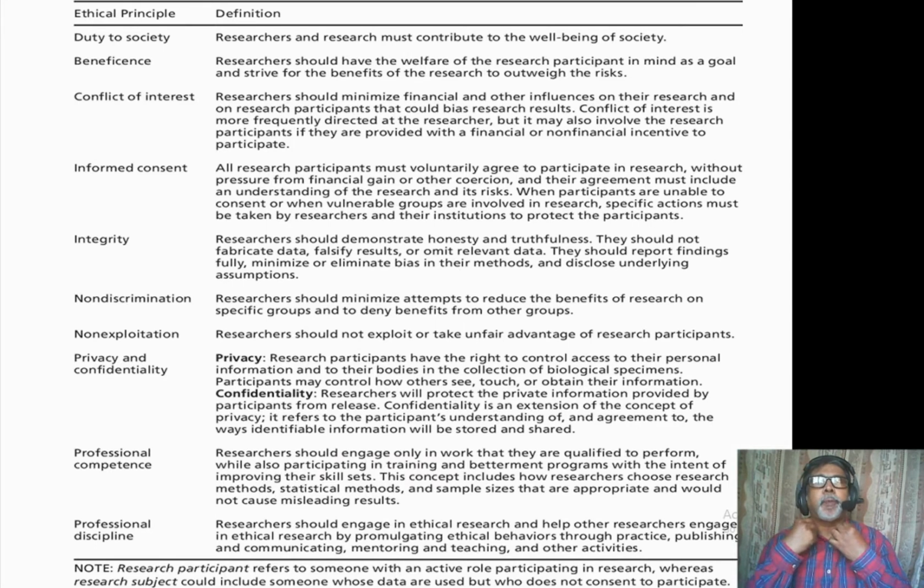Next, a very important point is the beneficiaries. That means the persons who are participating in your research by giving away samples. All these are called research participants. And whatever research you are conducting should have the welfare of the research participant in mind as a goal. So your goal is set that researchers should have the welfare of the research participant, and they should strive for the benefits of the research to outweigh the risks.